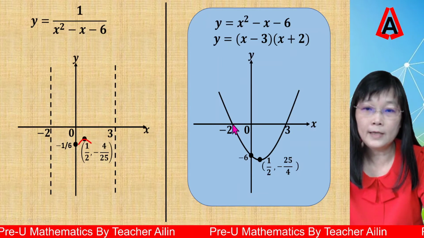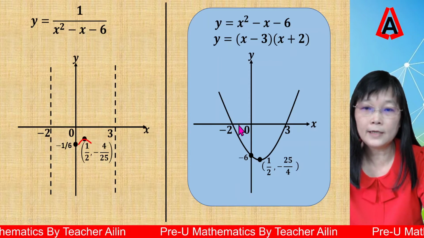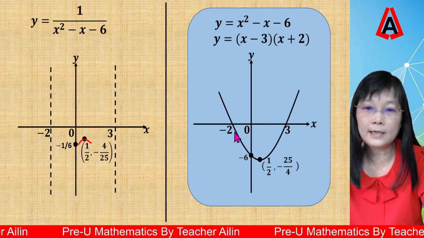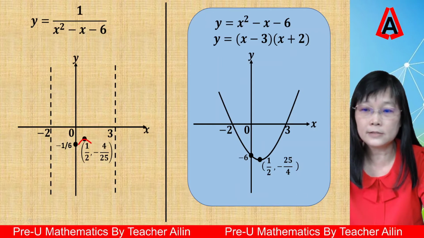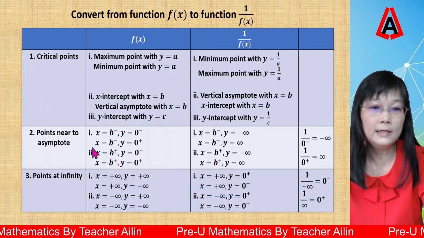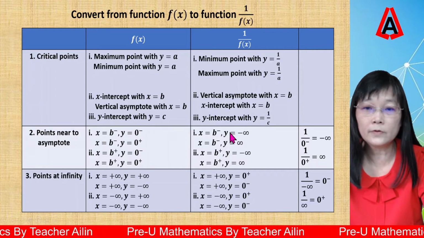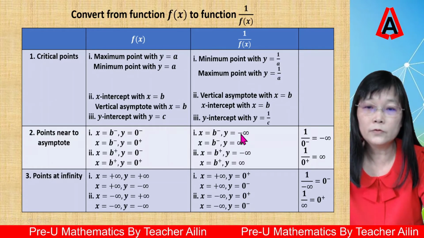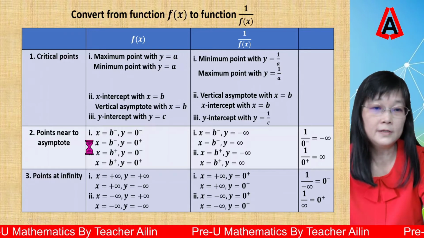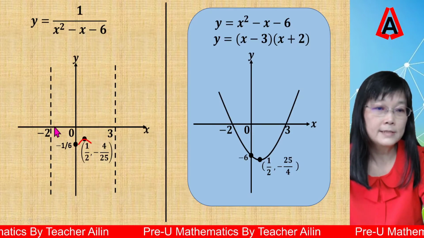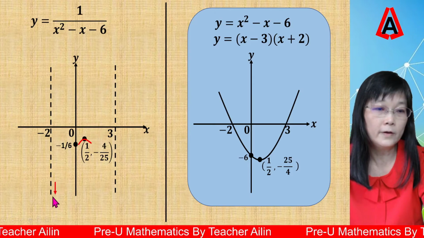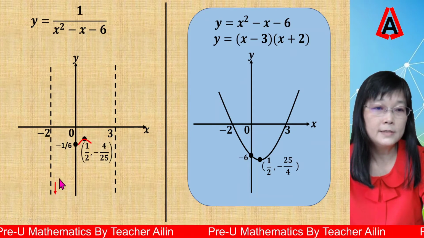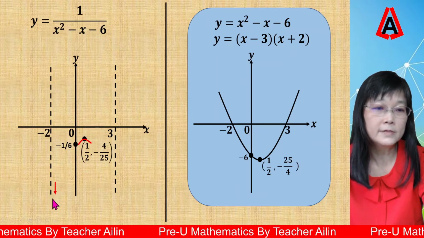So when x is slightly greater than -2, we find that y is slightly less than 0. So slightly less than 0 means that when we change to the reciprocal function, y will go to -infinity. So for this side, the value of y will go to -infinity. Now we can see that the shape of the curve will slightly go here.